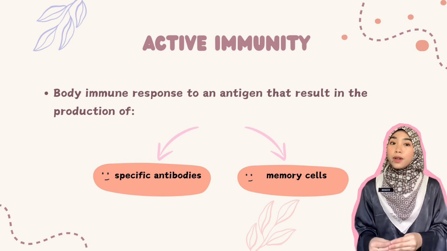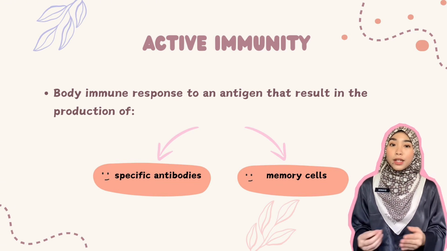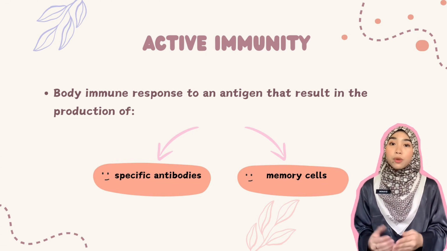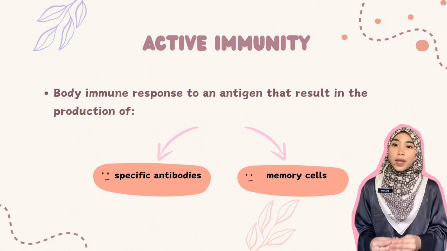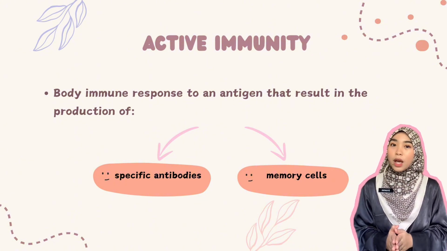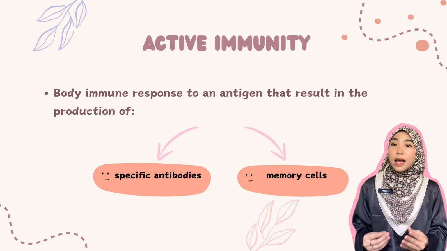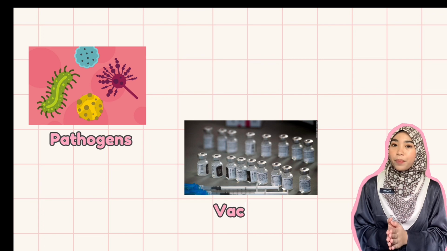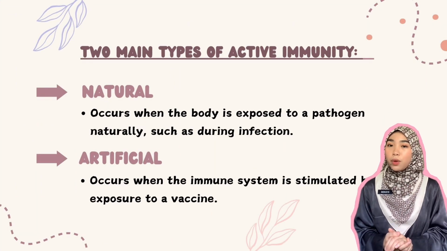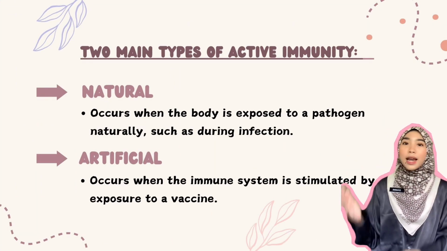Active immunity refers to the body's immune response to an antigen that results in the production of specific antibodies and memory cells. This type of immunity occurs when the immune system is activated by the exposure to a foreign substance such as a pathogen or vaccine. There are two main types of active immunity, which are natural and artificial.